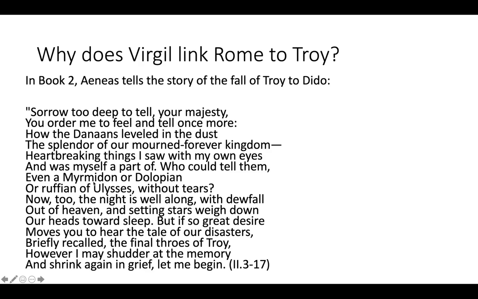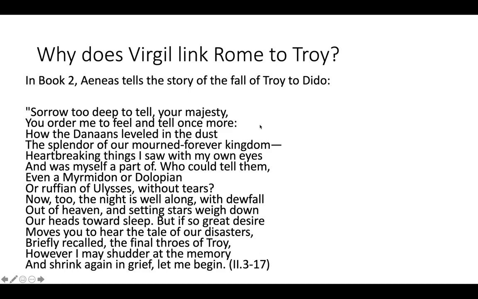Myrmidon, you might remember this. The Myrmidons were the followers of Achilles, so they're Greeks. I forget who Dolopians are, but they're also Greeks. And then a ruffian of Ulysses. Ulysses is the Roman name for Odysseus. So all of these Greek warriors would also cry when they speak about the fall of Troy. So their pain can't be rivaled by Aeneas's pain, Aeneas being a son of Troy.